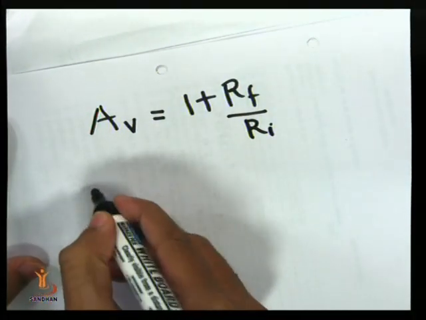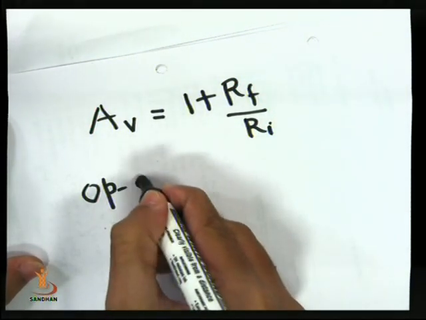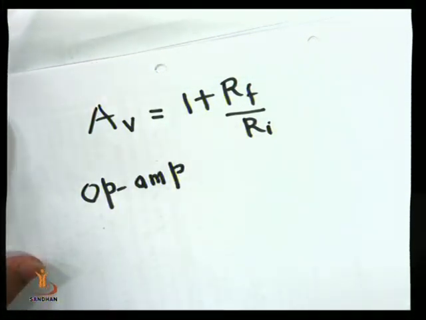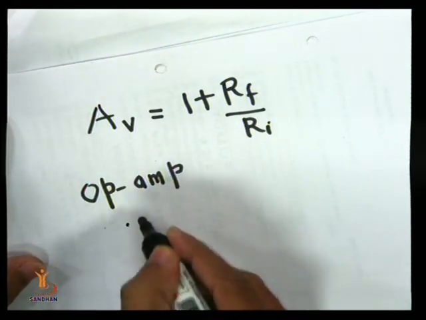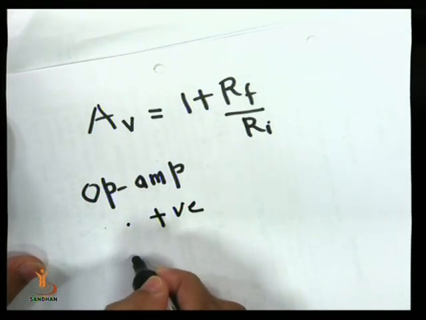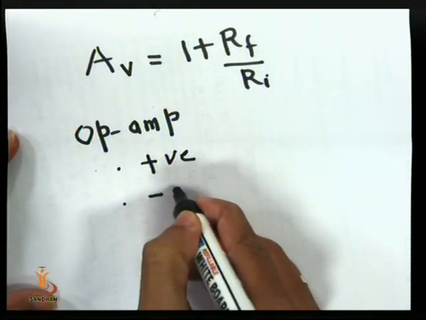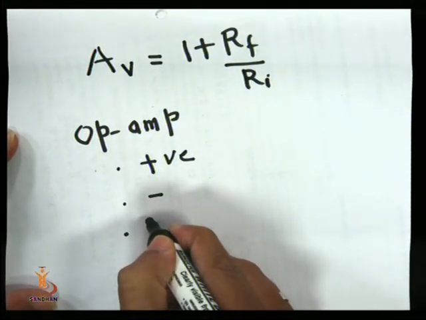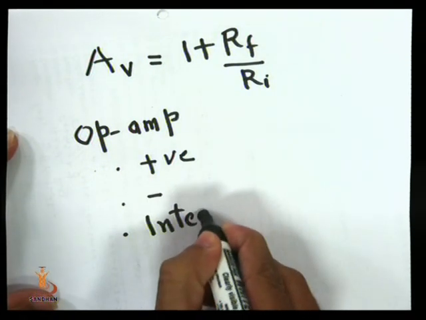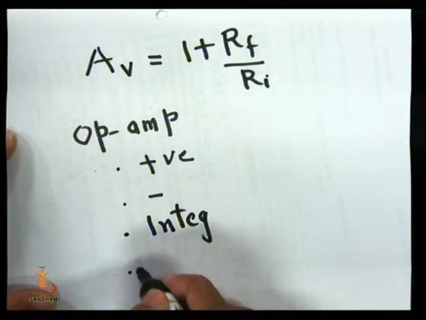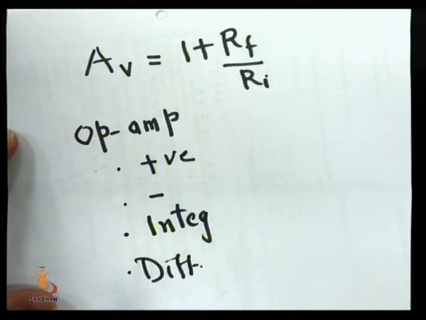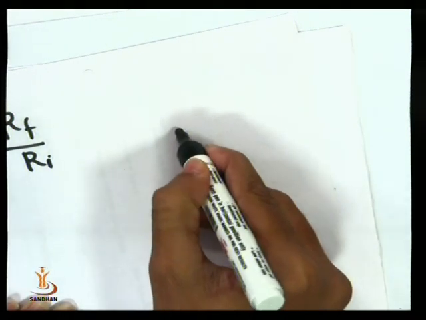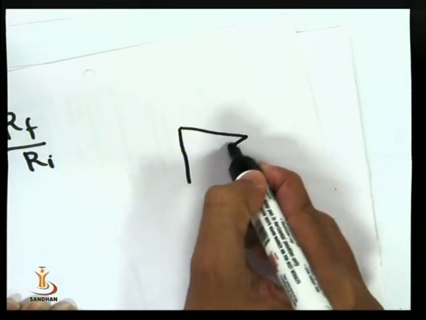Now, why is it called an op amp? Because it is used to do many mathematical operations: addition, sometimes subtraction, sometimes integration, and differentiation. Now let me show you one application, the adder. Inverting adder is possible as well as non-inverting adder. I am going to show you the inverting adder.